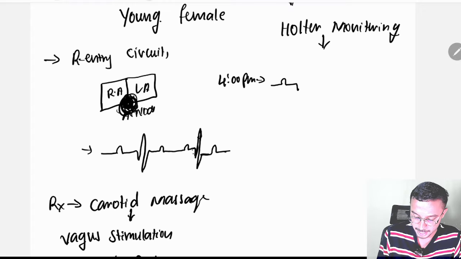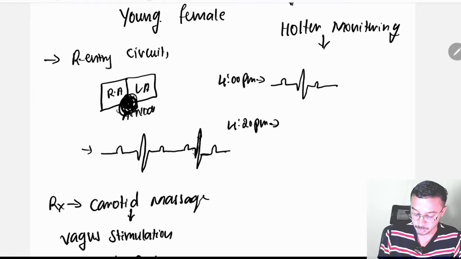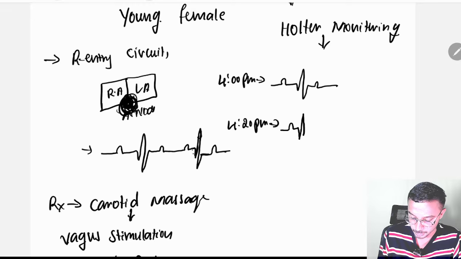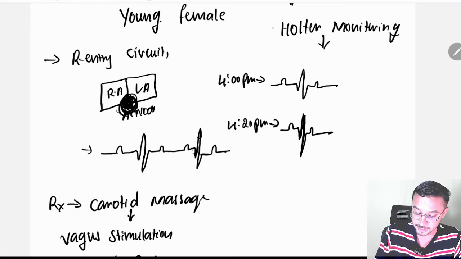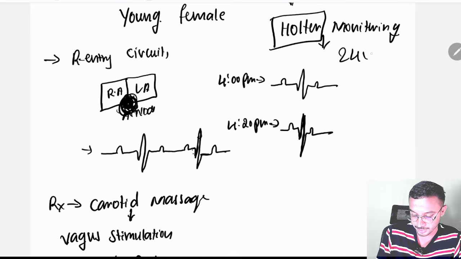the female heart rate is completely normal. At 4:20, she has this syncopal attack. At this time, what will happen? My QRS complex will become narrow. This is the reason why this Holter will be monitoring 24 into 7.